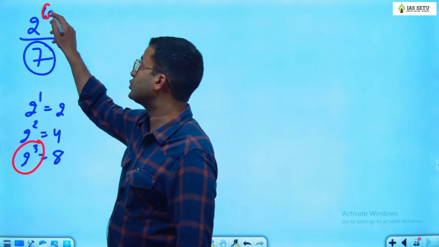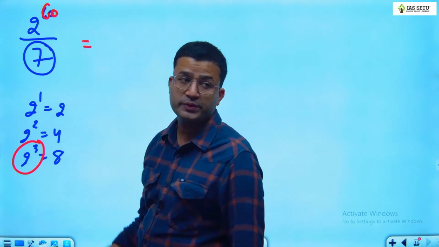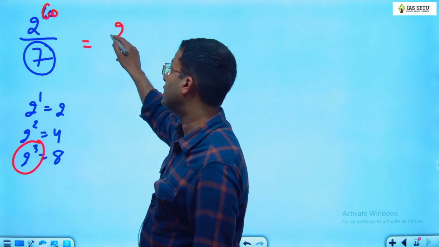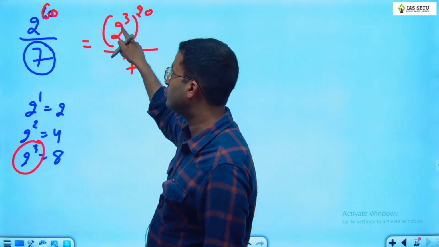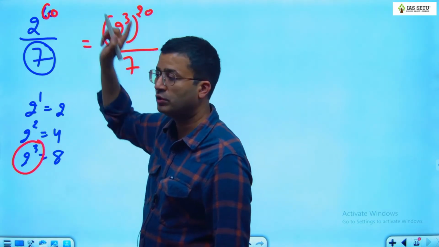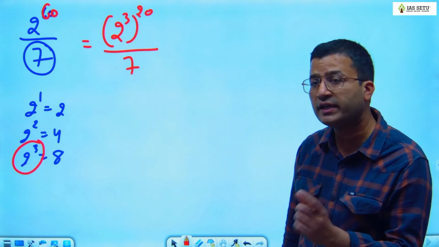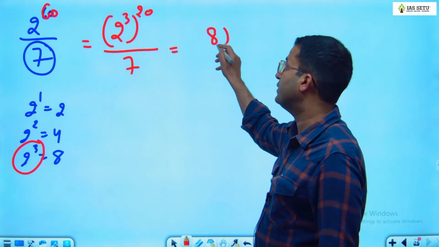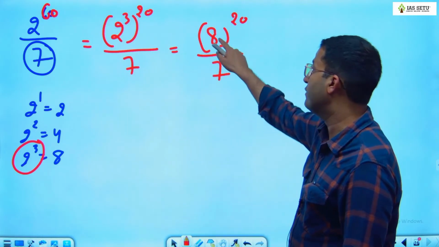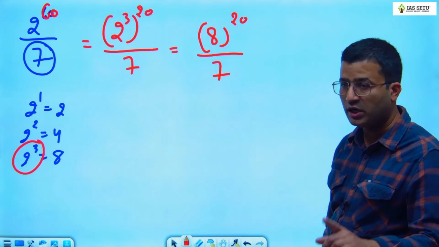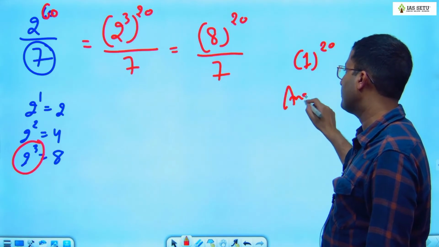So we have to express 2 to the power 60 as a group of 2 cube, but the total power has to be 60, which you cannot change. So you can write it as 2 to the power 3 bracket 20, because as per the rule, a to the power m into n, 3 into 20, total power 60. 2 cube we prefer. Why? 8, we need 8. So next it becomes 8 to the power 20 divided by 7. Then every 8 with respect to 7 gives remainder 1. How many times? 20 times. So 1 to the power 20, our answer here is 1.